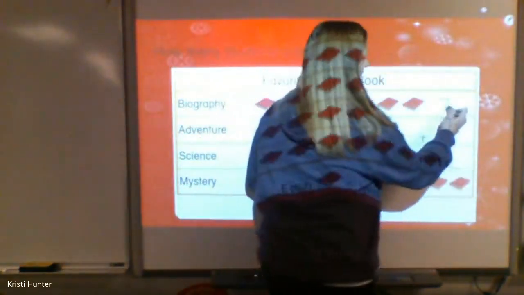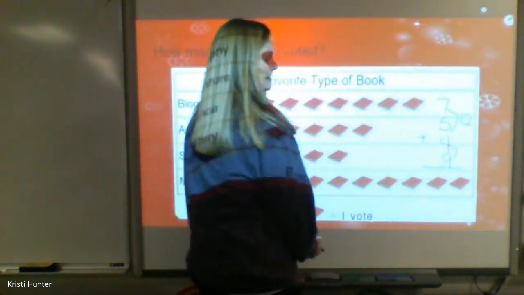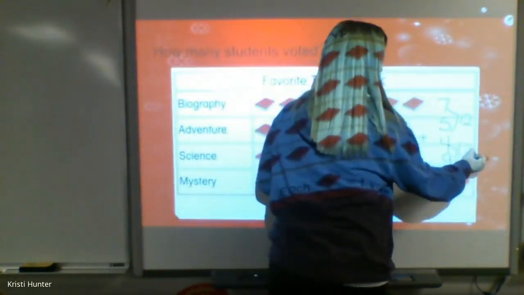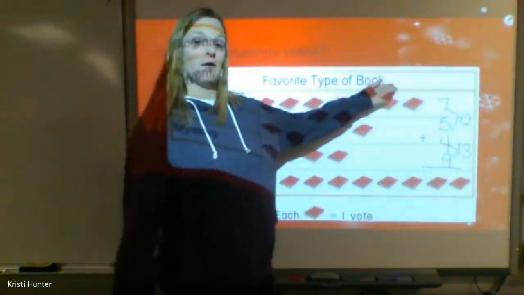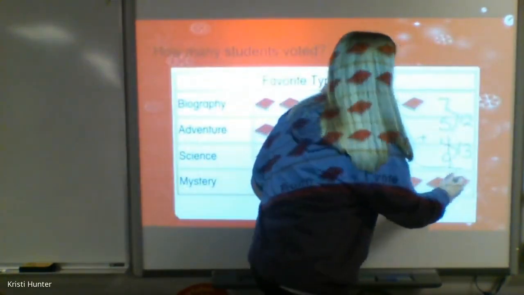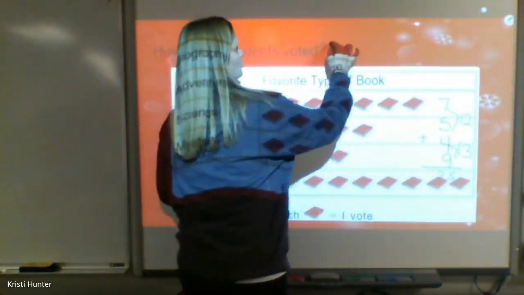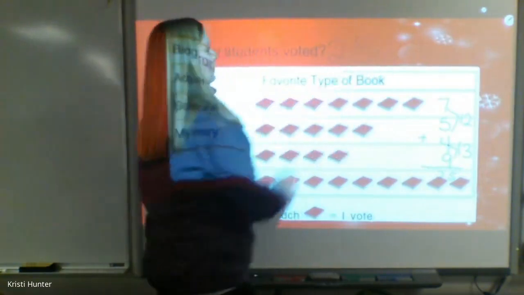All right, well, let's see. 7 plus 5, that makes 12. And 4 plus 9, that makes 13. And now I've got 12 and 13 to add up. So 2 plus 3 is 5, and 1 plus 1 makes 2. So I think 25 students voted in all.